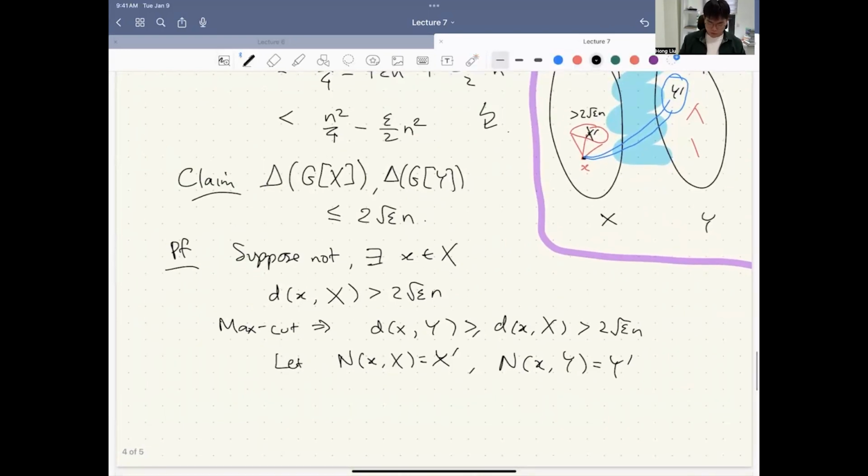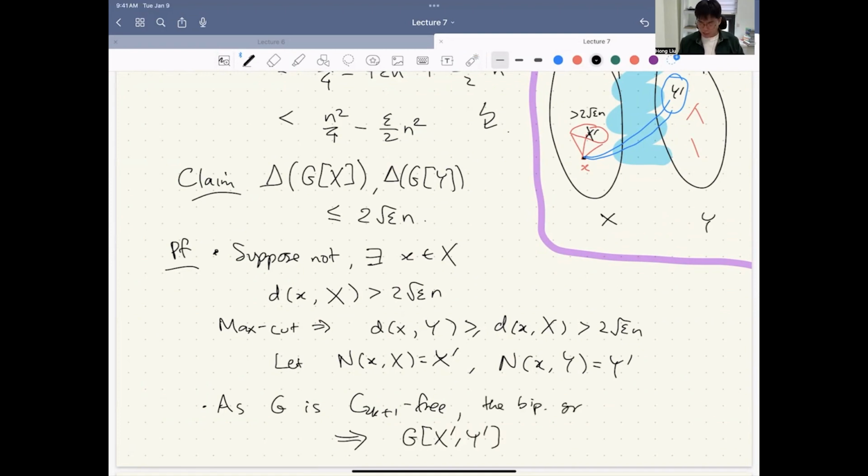So the proof is as G is C_{2k+1}-free, this implies that G between X prime and Y prime, the bipartite graph, this G[X', Y'] is P_{2k}-free. Okay? If you have a P_{2k} here, which together with x will form a C_{2k+1}.